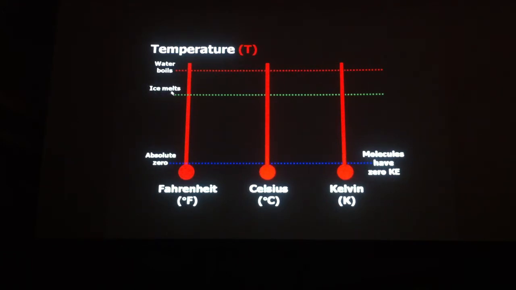We have the melting point of water and the boiling point of water. So do you know the temperatures for the melting point and the boiling point of water on the Fahrenheit and the Celsius scale? If you do, why don't you go ahead and pause this video and write those in.